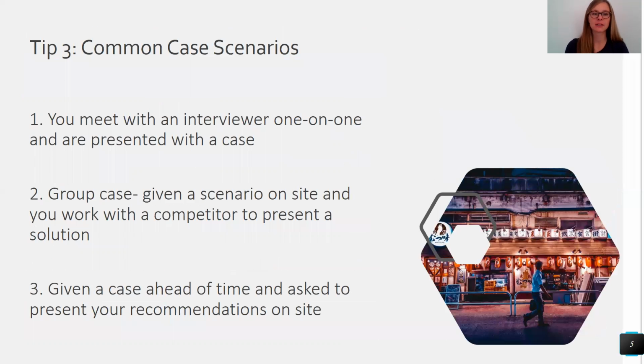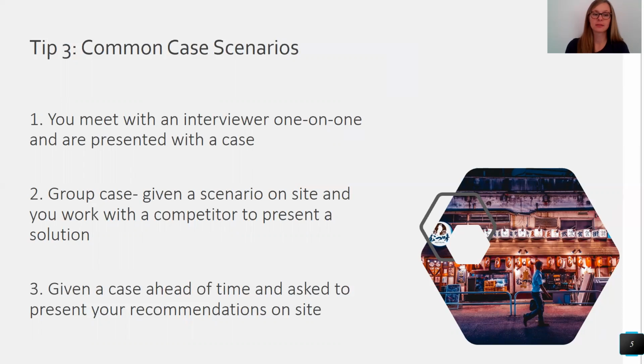A couple common case scenarios. Number one is probably the most common, where you meet with an interviewer one-on-one and you're presented with a case. Sometimes there's more than one interviewer. You may also be given a group case where you're given a scenario on site where you work with a competitor to present a solution. Usually that's a 2nd round or 3rd round interview.